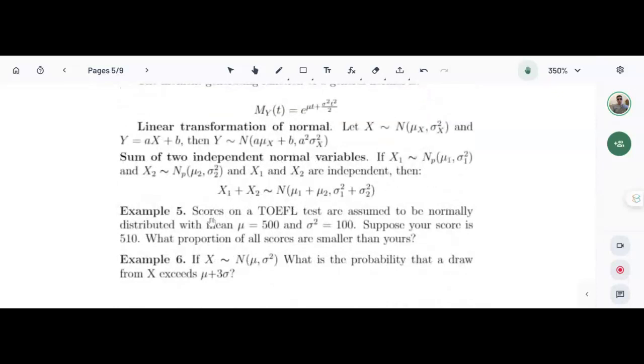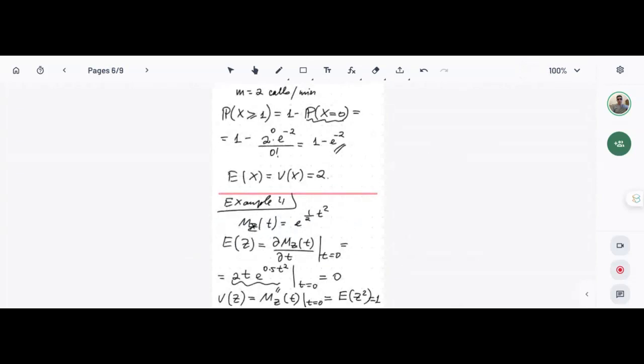Okay, we have example 5. You have scores of TOEFL test, and they are assumed to be normally distributed with mean 500 and variance equal to 100. Now, you want to find the proportion of all scores that are smaller than 510. This is example 5.